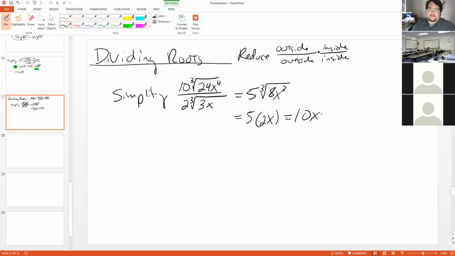Most of them aren't going to work out that nice. And especially we don't want to leave a root on the bottom. So we're going to do what we call rationalize the denominator.